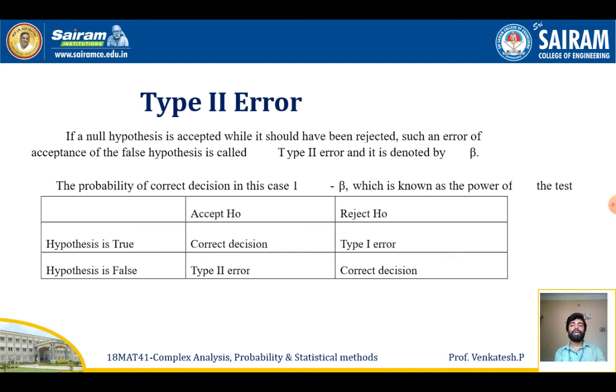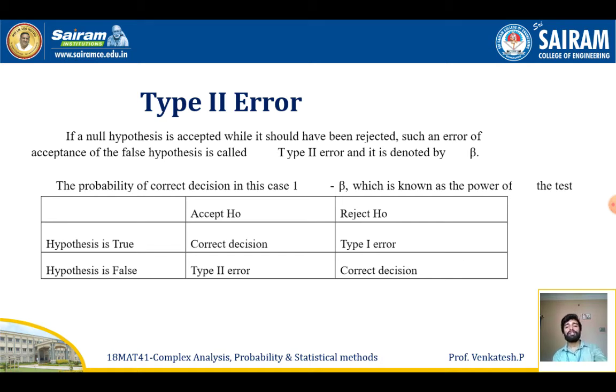Next is type 2 error. If a null hypothesis is accepted while it should not have been accepted, such an error of accepting the false hypothesis will be called a type 2 error, and it is denoted by beta. The probability of a correct decision in this case is given by 1 minus beta.